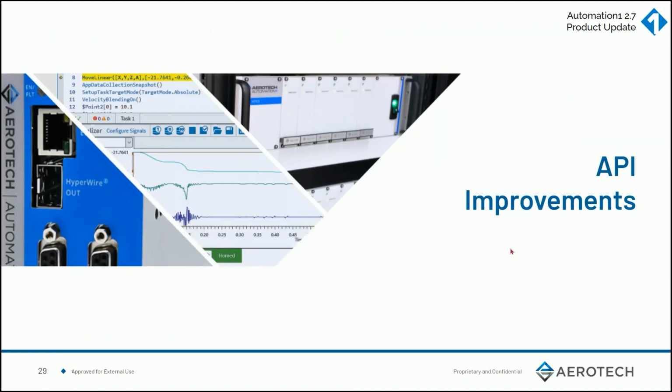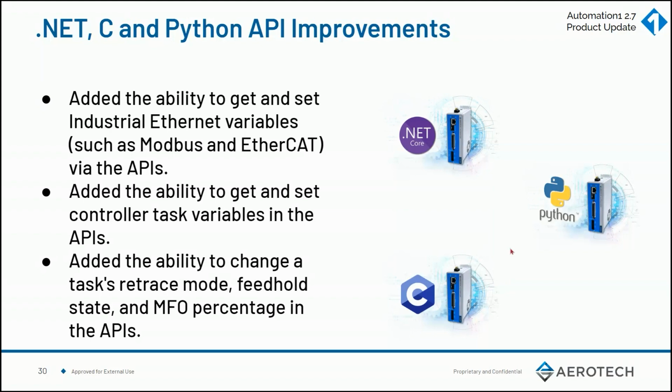Moving on to API improvements, and these really mirror the improvements we made throughout the application. The first improvement of note here is the ability to get and set industrial Ethernet variables, such as Modbus and EtherCAT, via the APIs. This improvement goes really nicely with drive-based Modbus, which was taken out of beta in this release. We also added the ability to get and set controller task variables via the APIs.